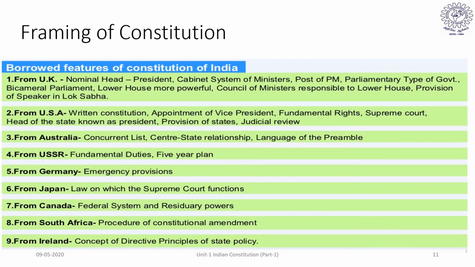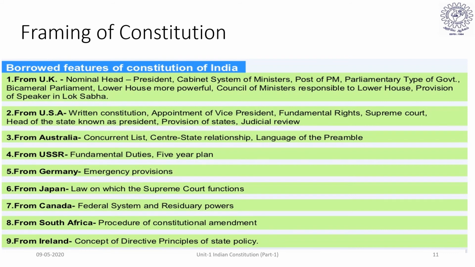The Constitution of India was not framed on our own. It has been borrowed from several nations. Nominal head, president, cabinet system of ministers, post of prime minister, parliamentary type of government, bicameral parliament, lower house more powerful, council of ministers responsible to lower house, provisions of speaker in Lok Sabha. These things have been borrowed from the United Kingdom.